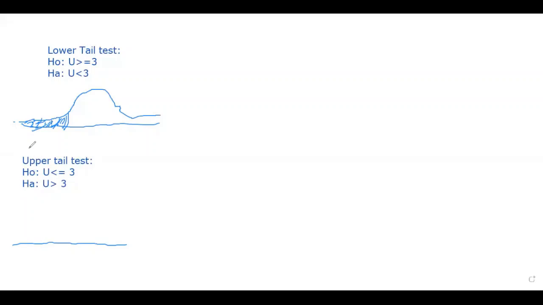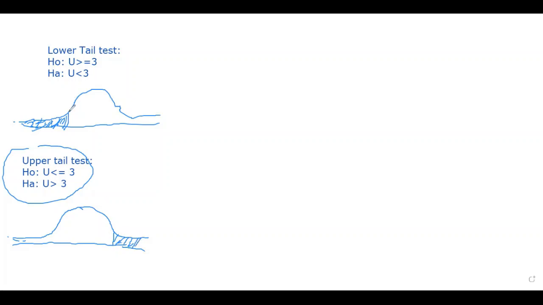Okay, so when you see something like this, it's talking about an upper tail test. So for the upper tail test, your null hypothesis is that mu is less than or equal to a certain number, and your alternative hypothesis is that mu is greater than a certain number. So this one, your rejection level will be here to the right. You get it. So that will help you solve for the probability.